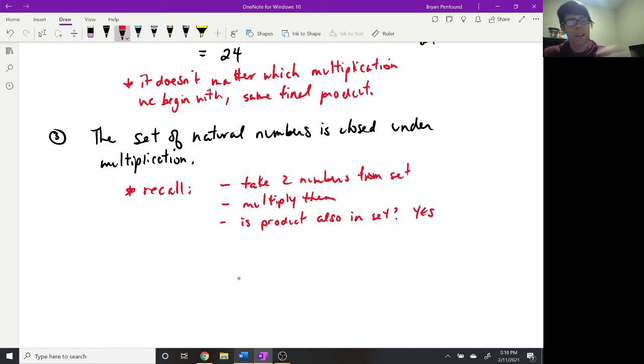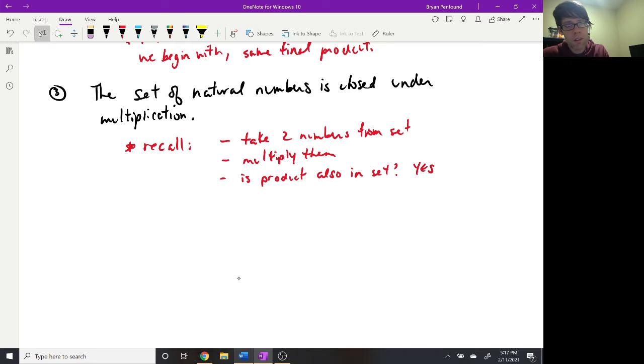And in our case, it doesn't matter which 2 starting numbers we have. The product is always going to be a natural number. So we've seen a couple examples here. The examples certainly don't prove that the set of natural numbers is closed, because I'd have to look at every single possible multiplication, but hopefully you can convince yourselves that this is the case, right?